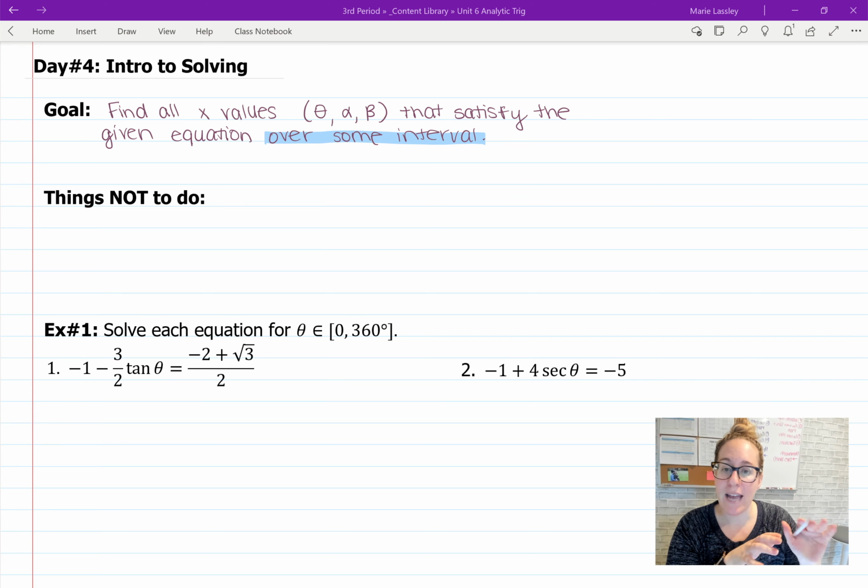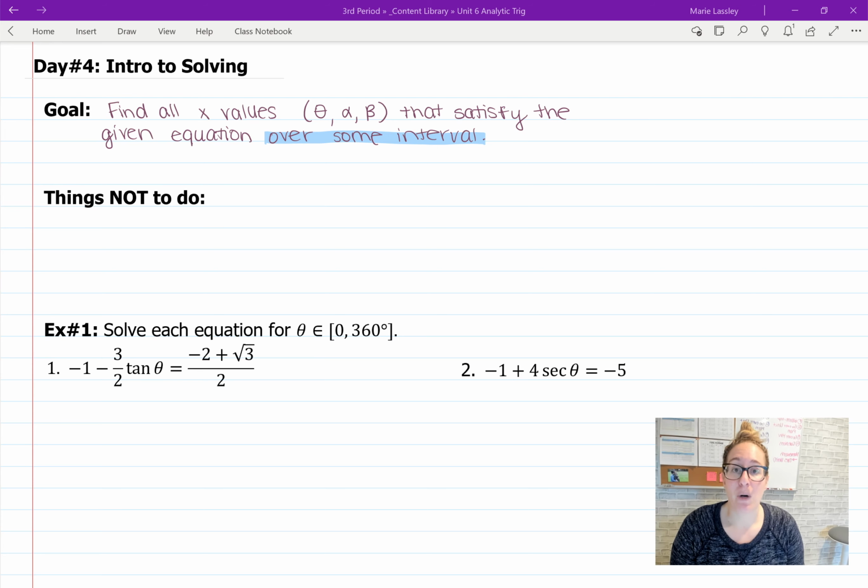If you take a peek down at example 1, it says solve each equation for theta in, so that weird e, that's the symbol for in mathematics. So it's like in the interval of 0 to 360. We're looking for all of the solutions from 0 to 360. Sometimes you might just have one solution. Sometimes you might have 3 or 4 solutions. It just depends on the problem that you're working with.